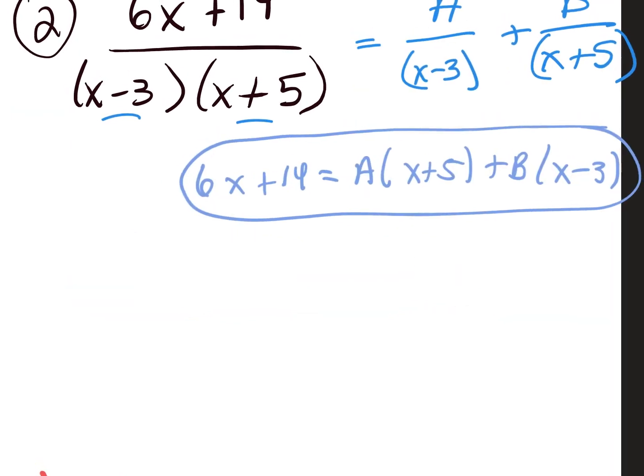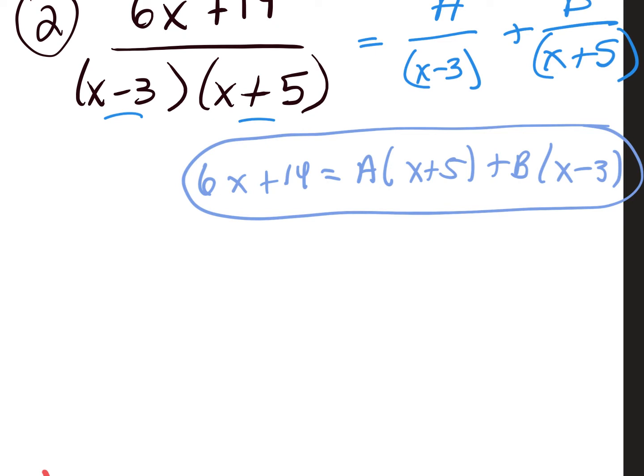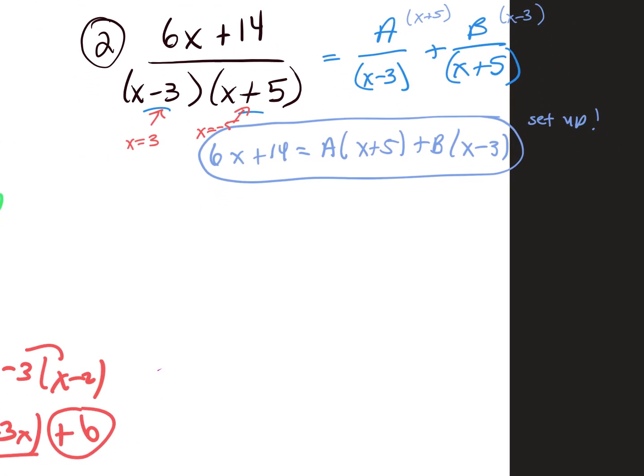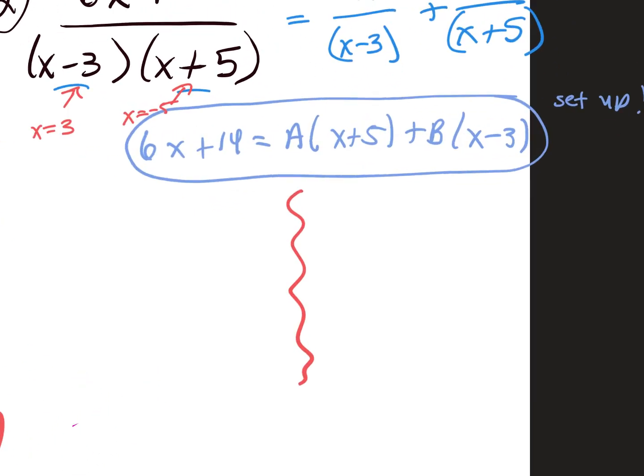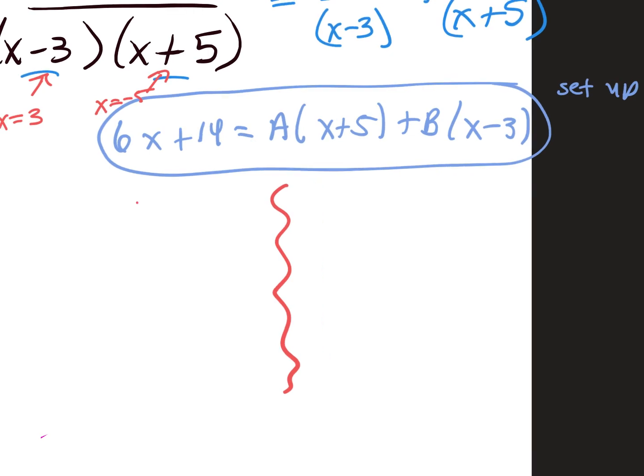Now, in order to solve it, you have to figure out what you're going to use for x values. So if you set each linear factor equal to 0, x minus 3 equals 0, this will give me x equals 3, and x plus 5 equals 0, this will give me x equals negative 5. Now, in order to solve, you evaluate your setup with each x value. So here I'm going to use x equals 3, and here I'm going to use x equals negative 5.